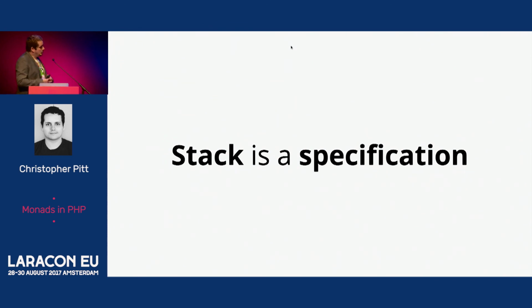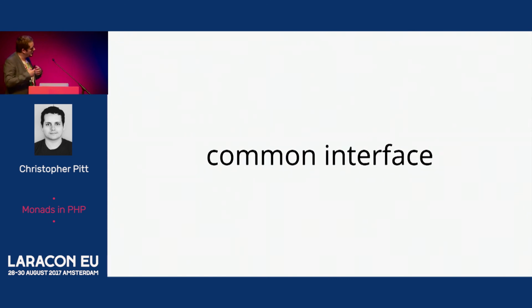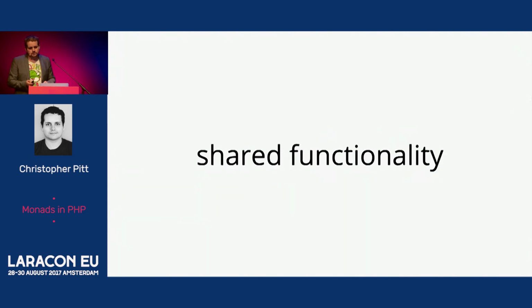So stack, apart from being an abstract data type, is a kind of specification. Because we've defined operations and rules. And we've seen that as a specification, we can implement it a bunch of different ways, as long as we adhere to those operations and rules. And the result is that we have an interoperable data structure. It's a common interface for us, those 4 methods. And we can use them to implement shared functionality.